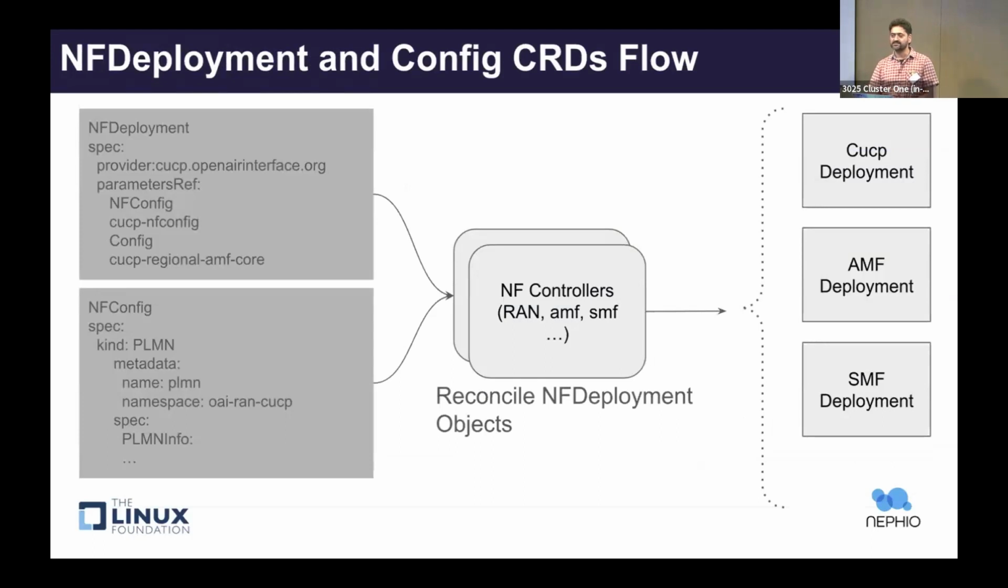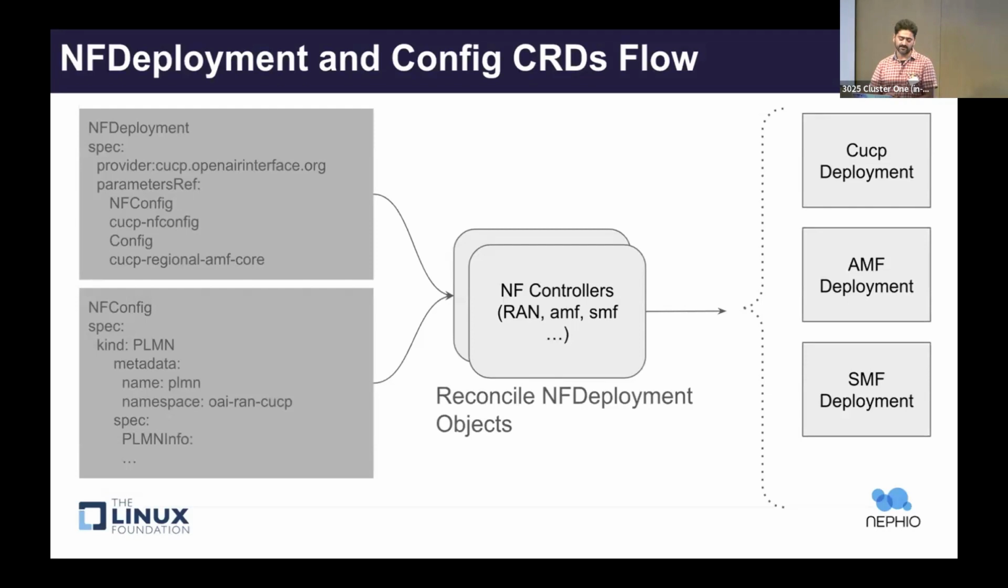So there are two CRDs that are defined in the R2. One is called the network NF deployment. The CRs of this CRD are what are reconciled by all the operators that I talked about in my previous slide. And that is how we can standardize the development of the CRDs for network functions from different vendors or different organizations. And then the other main CRD is the NF config.